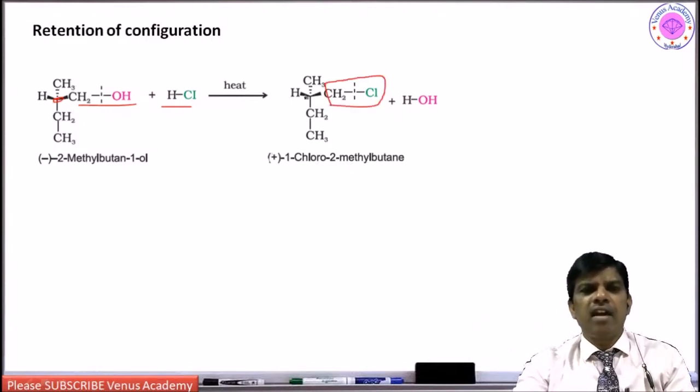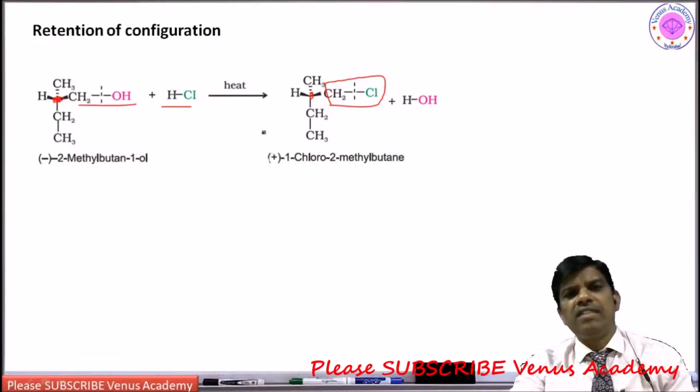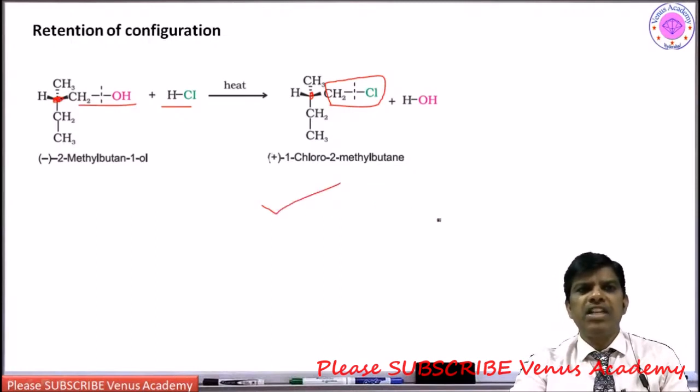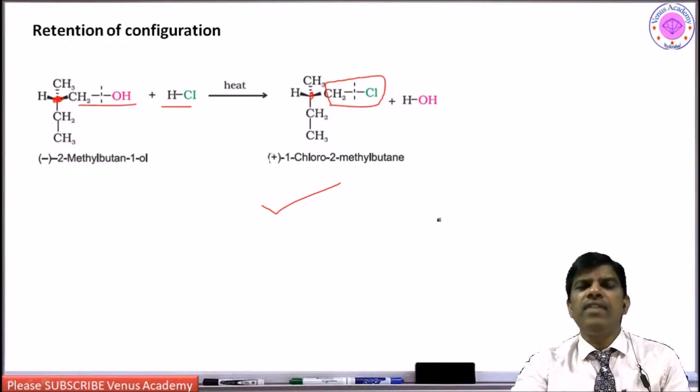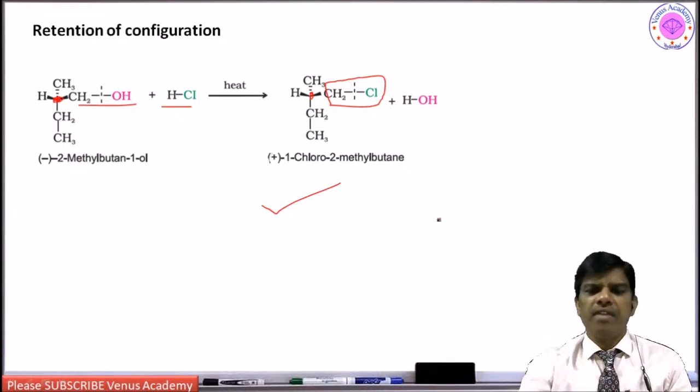So what is the configuration of this? Is it going to be disturbed in this reaction? This carbon is not going to be disturbed. So in this reaction, the configuration is going to be retained. That is why this is known as retention of configuration. Clear, students? Retention of configuration. If during the reaction the configuration is not disturbed, then it is said to be retention of configuration.